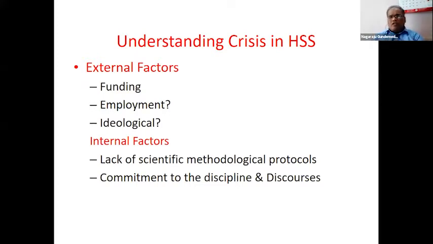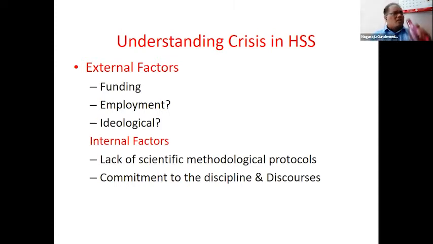So this is where, friends, most of the scholars, such as Satish Deshpande, who is a professor of sociology from Delhi University, and several other scholars, have written a number of articles on the question of the crisis in social sciences as well as humanities. So what are the factors which are primarily responsible for the crisis in social sciences and humanities?